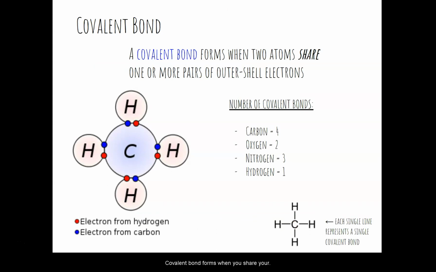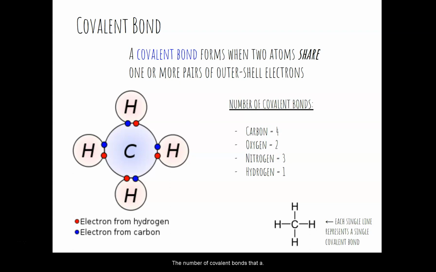A covalent bond forms when you share your electrons. So carbon normally has got 4 electrons in its valence shell. Hydrogen normally has 1. So if carbon shares an electron with 4 different hydrogens, it creates a situation in which the outer shell looks like it's got 8 electrons, and that decreases the reactivity of the carbon, and you have a stable molecule. That molecule is methane, CH4, 1 carbon, 4 hydrogens.